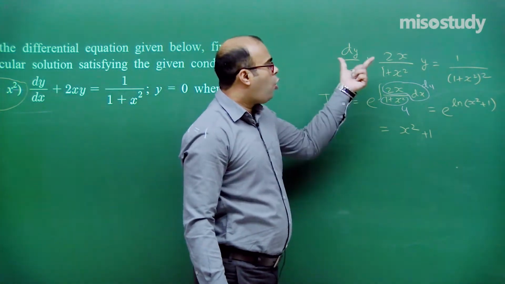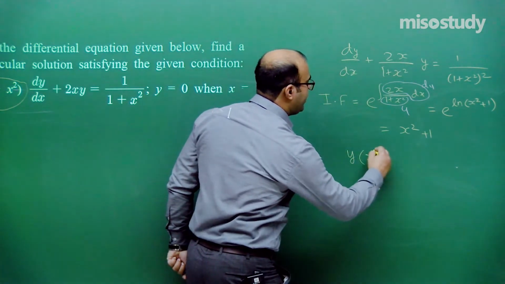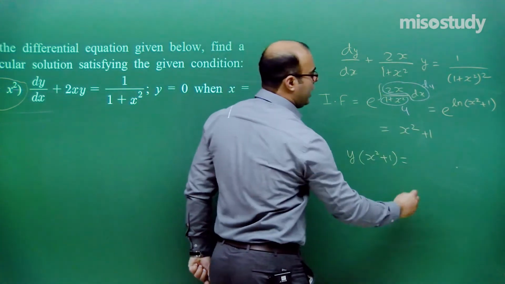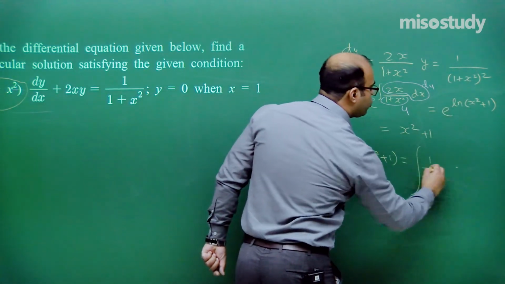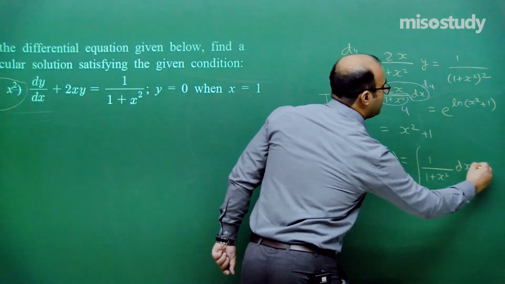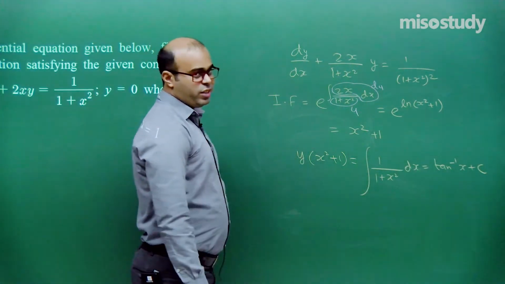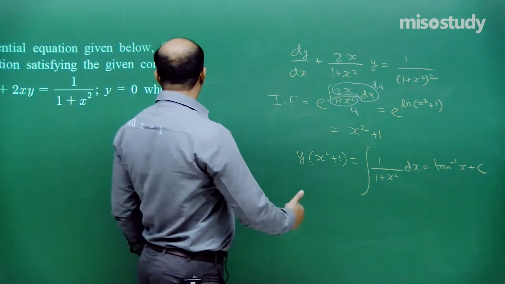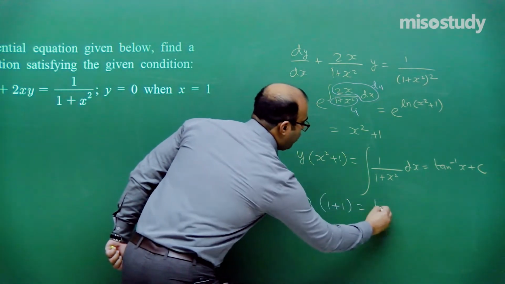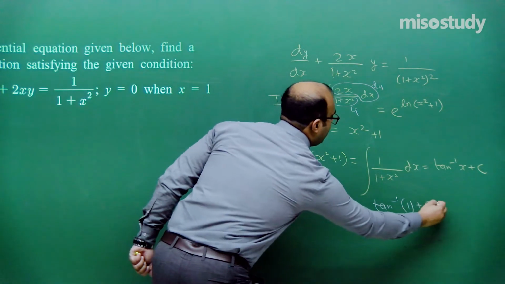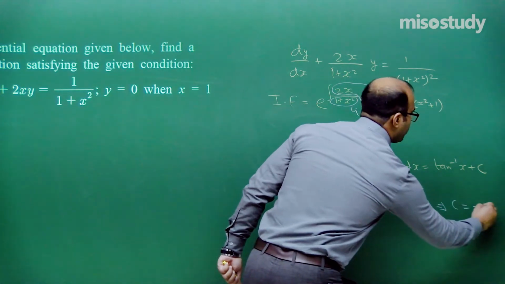This integrating factor on getting multiplied to this differential equation will give on the left hand side y into the integrating factor, and on the right hand side integral of integrating factor into q. So 1 plus x square will cancel and you will get this. This will become tan inverse of x plus c after the integration. Now what was the condition? When x is equal to 1, y is equal to 0. This was the condition given, which will fetch us this as 0, this as pi by 4. So c is equal to minus pi by 4.